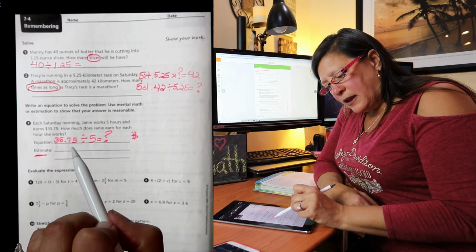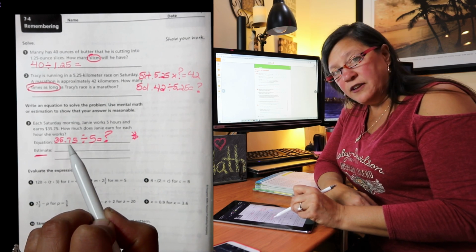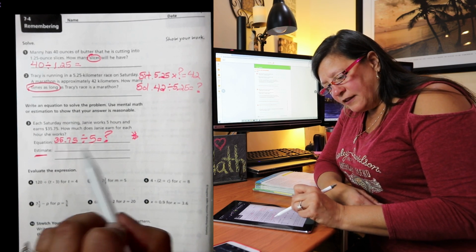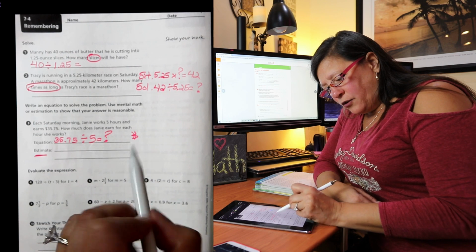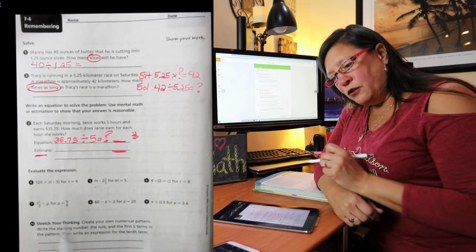So when we estimate, we round our numbers. So what would you round 35.75 to? And 5, you could keep it as 5 because that's a nice round number. And then when you divide, your answer here and your estimated answer should be close. And then you know you're correct.